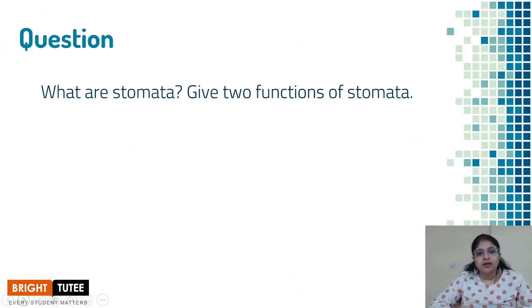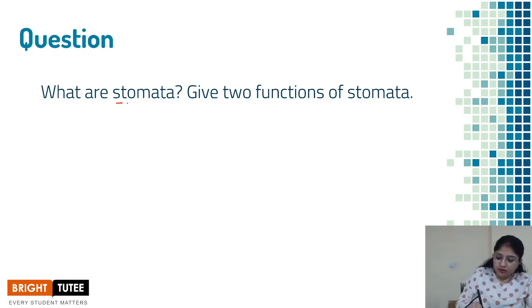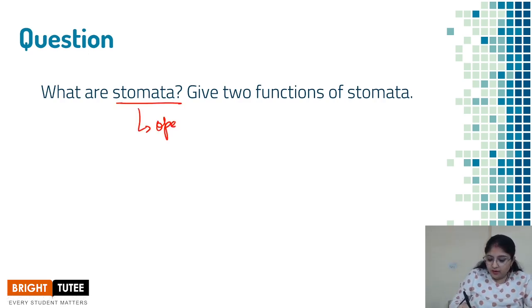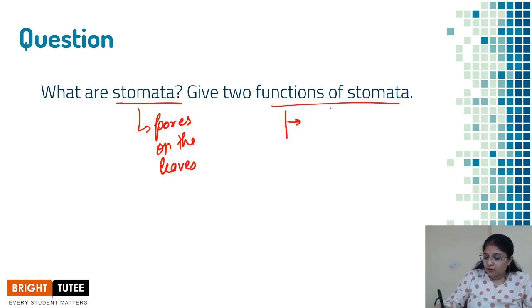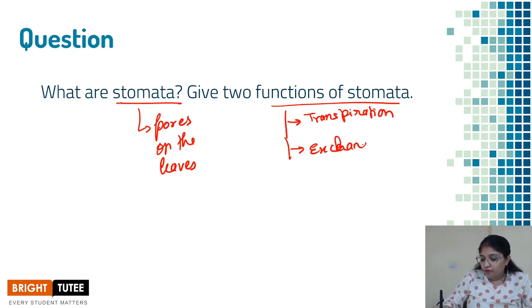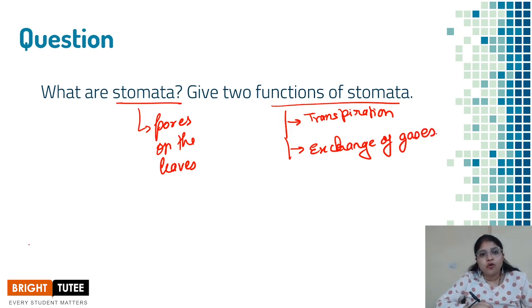Now, let's look at the first question. What are stomata? Give two functions of stomata. So, first of all, the stomata are the openings, or rather the pores, present on the leaves, right? The two functions of stomata are, first of all, it helps in transpiration. That means the evaporation of water takes place through stomata, and apart from that, it helps in the exchange of gases, right? So these are the two functions of the stomata.